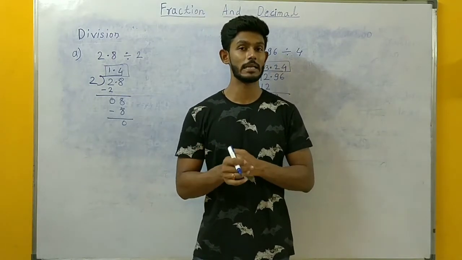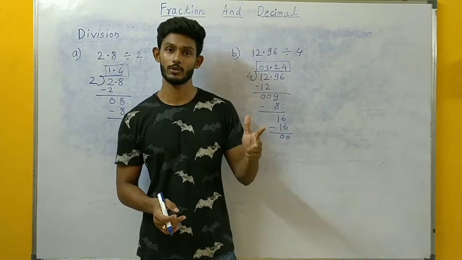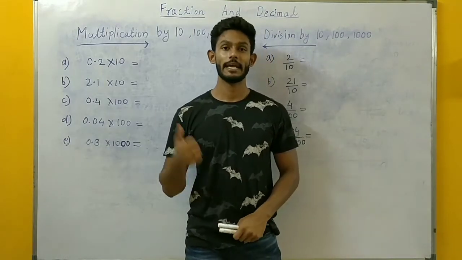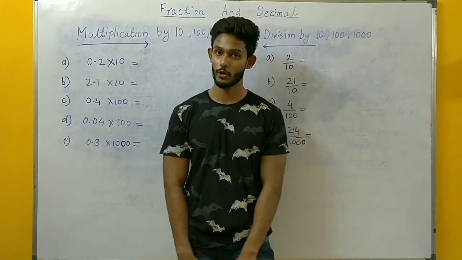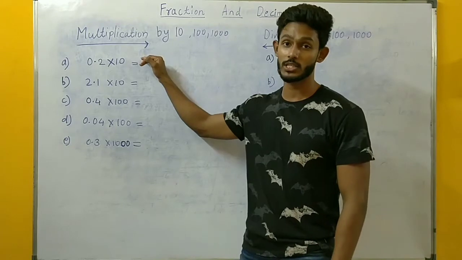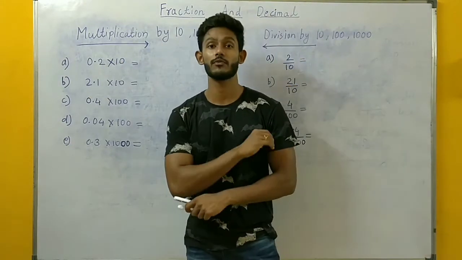So now we are going to learn some of the tricks of how to find the quick answers of multiplication and division with 10, 100 and 1000. Multiplication by 10, 100, 1000 and division by 10, 100, 1000. We are going to learn it now. And the multiplication of 10, 100 and 1000 with a decimal number is very easy.